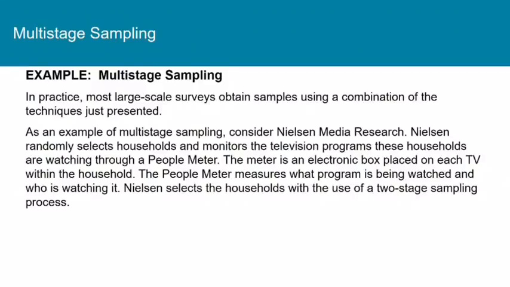And here's one example. Nielsen Media Research. These are the people who come up with the television ratings that decide whether shows get canceled or get renewed. And what they do is they ask people to put this little people meter on their televisions, and they put one on every television in the house, and it measures what program is being watched and who's watching it. And so now how do they choose which households to put the device in? They select the households with the use of a two-stage sampling process.